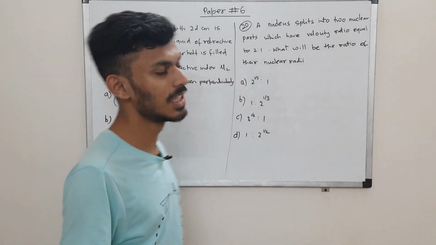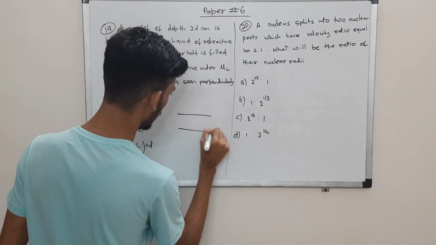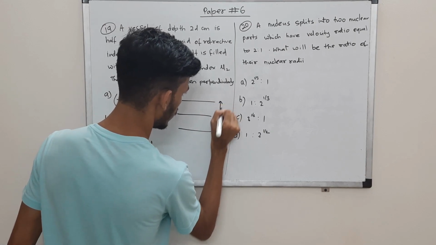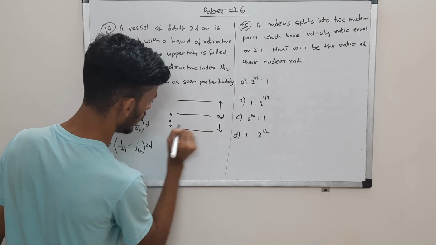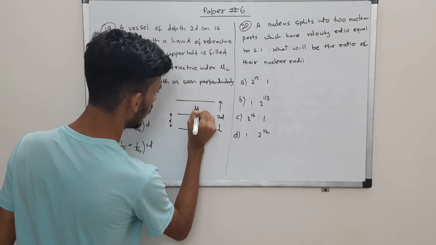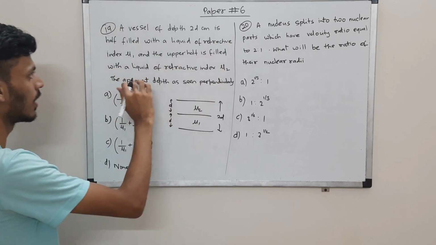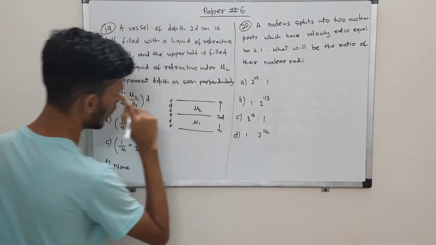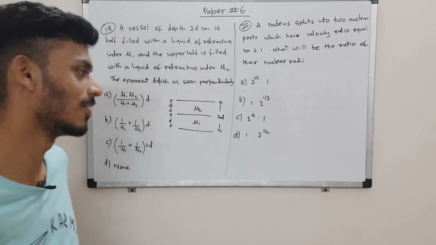19 and 20 over here. In question 19, we again have a vessel, now of depth 2d. One half, so d amount, is filled with a liquid of refractive index mu1, and the upper half is filled with a liquid of refractive index mu2. You are supposed to tell what will be the apparent depth due to this combination of liquids now.